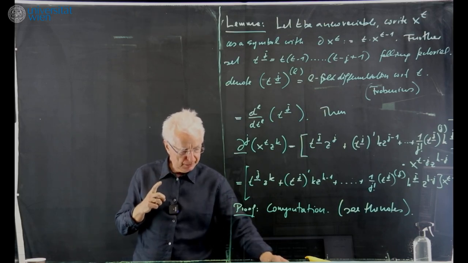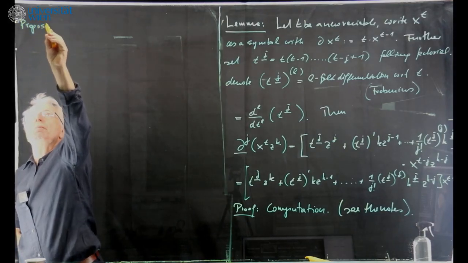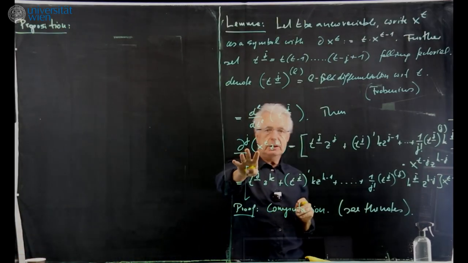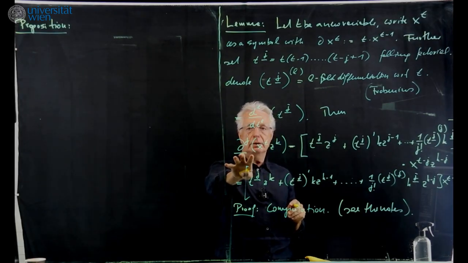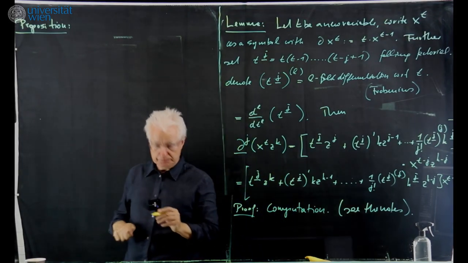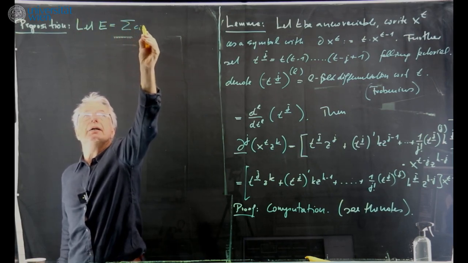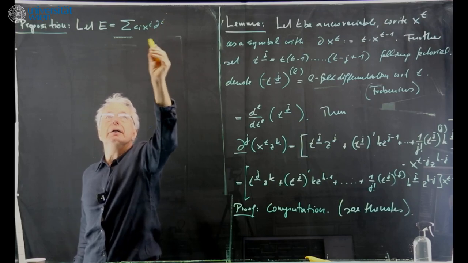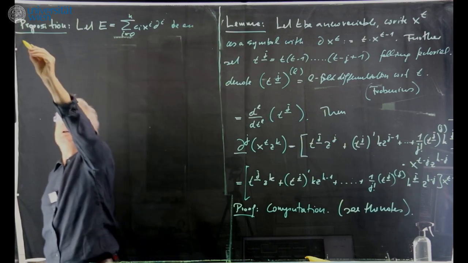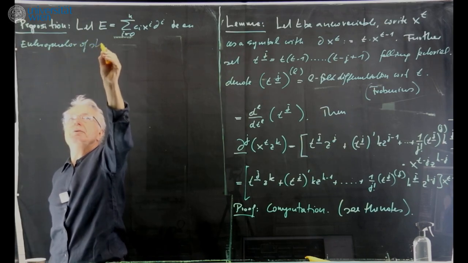So what does this imply? It gives us the following proposition. Here we have just considered one power of a derivative. Now we take a whole differential operator. Let E equals the sum of c_i x^i ∂^i, i equals 0 to n, be an Euler operator of shift 0.